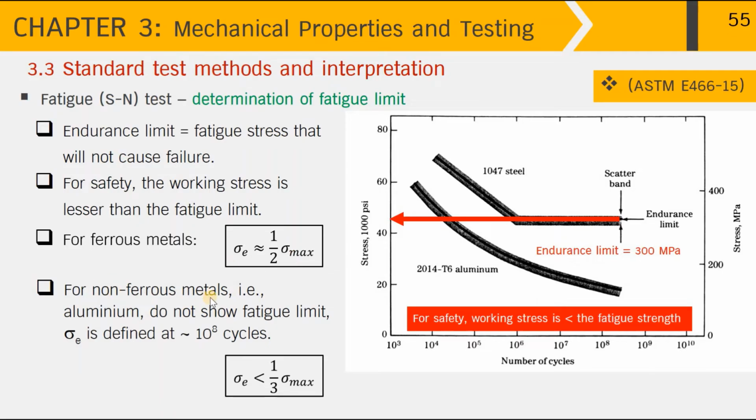But for the non-ferrous metals, for example, aluminum and magnesium alloys, this type of metal does not show a fatigue limit, and therefore it is defined at approximately 10 to the 8 cycles to failure, and is normally less than 1/3 of the maximum tensile strength. So think carefully when you choose a non-ferrous metal to work under fatigue.